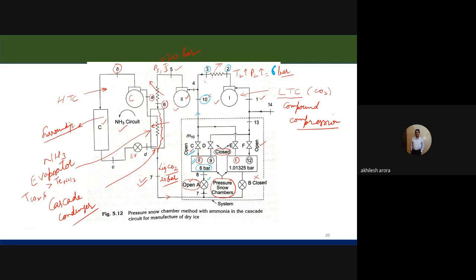So at 6 bar, this vapor refrigerant CO2, because this valve is open, will be sucked along this line, and here it will mix with the carbon dioxide coming from point number 3 actually. Okay, so 3 and 10 will mix and we will get point number 4. So is it clear to you? Anyone? Tell me.